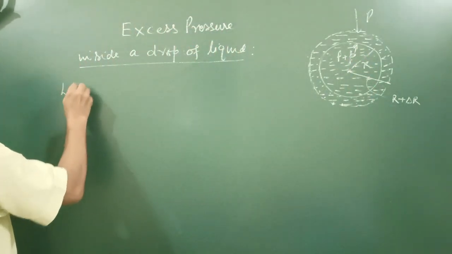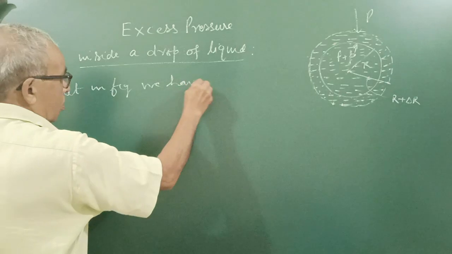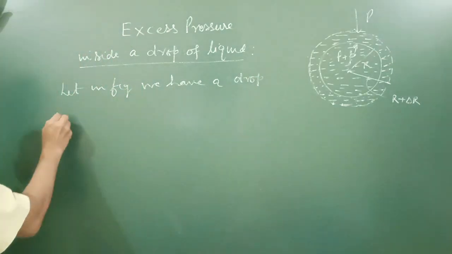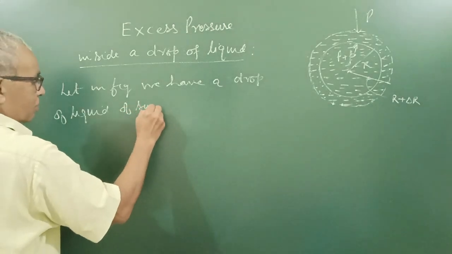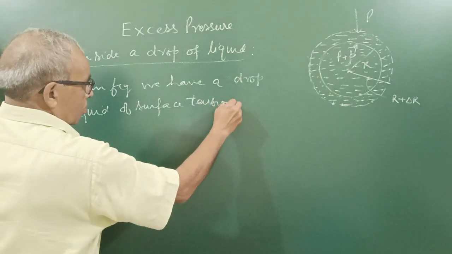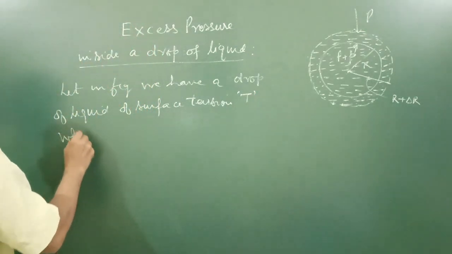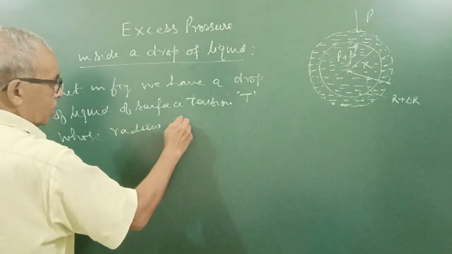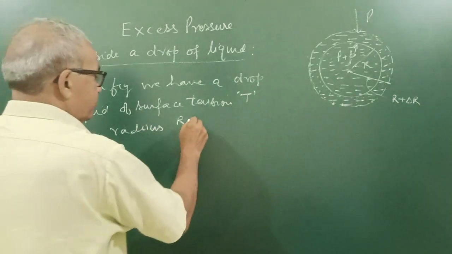So let in the figure we have a drop of liquid of surface tension T, whose radius is capital R.